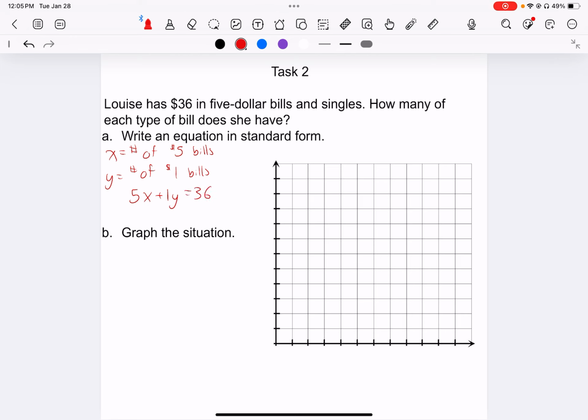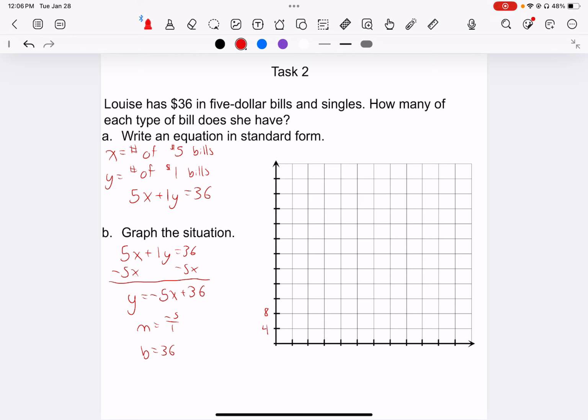Now I have to graph this situation. I'm going to graph it by turning it into slope-intercept form. So I'm going to subtract 5x from both sides, and I'm left with y is equal to negative 5x plus 36. So my slope is negative 5 over 1, and my y-intercept is 36. Now in this case, my y value, I have to start at 36, so I can't go by ones. And again, you want to go by as small of a number as possible. So I'm going to go by 4s.